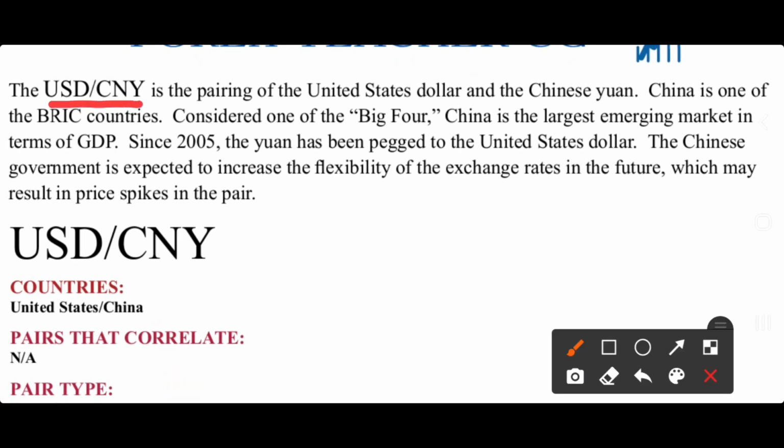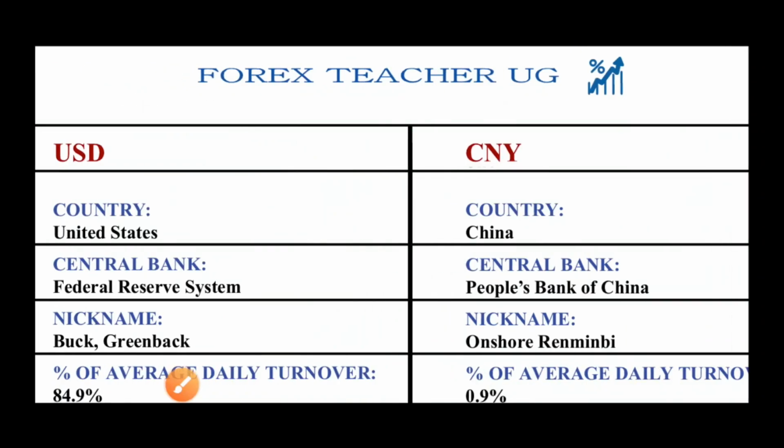So let's talk about the USD and CNY. USD CNY is the pairing of the United States dollar and the Chinese yuan. China is one of the BRIC countries, which we have already explained before. It's the same explanation, because the Chinese yuan and the Chinese offshore renminbi are all in China, so they perform about the same. The countries are the same, the pair has no correlation rate, and the type is emerging pair. The bank is also the same, the People's Bank of China.